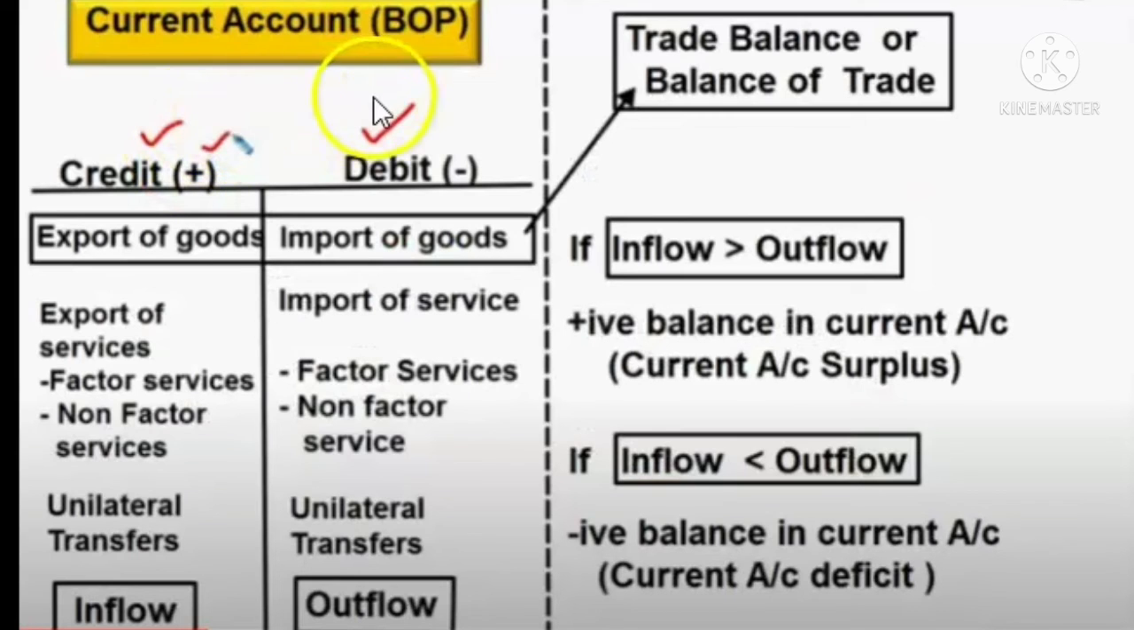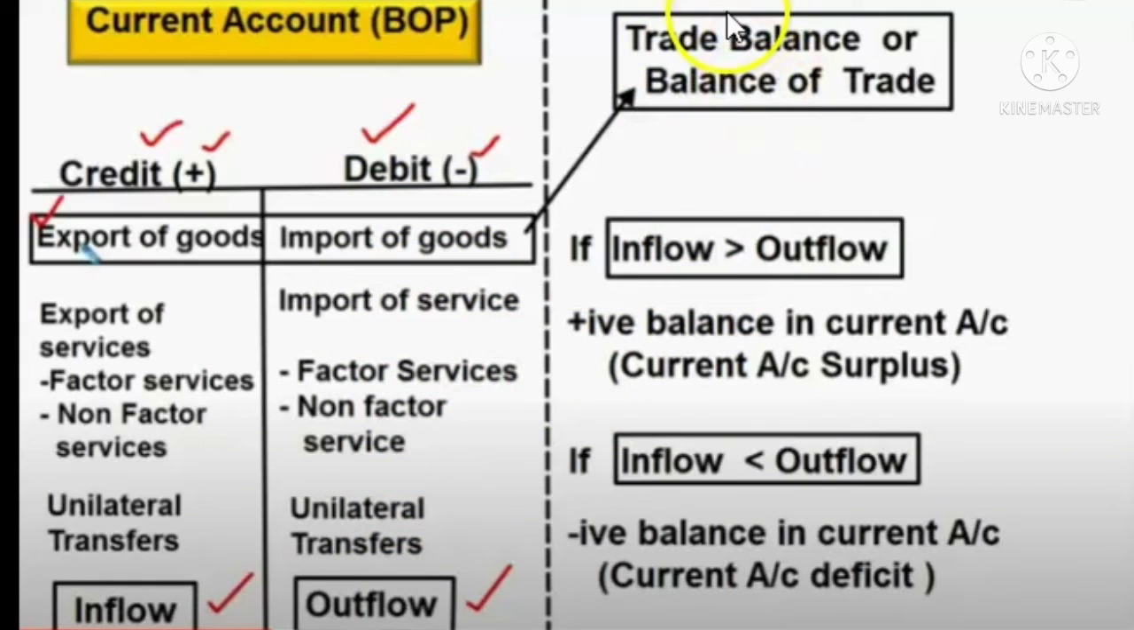So under the current account BOP we see the credit and debit side. Under the credit side, exports of goods, exports of services, factor services, non-factor services and unilateral transfers are entered. So it's the inflow side. On the outflow side we see debit, that is imports of goods, imports of services, factor services, non-factor services, and then unilateral transactions. So we have seen the components also.